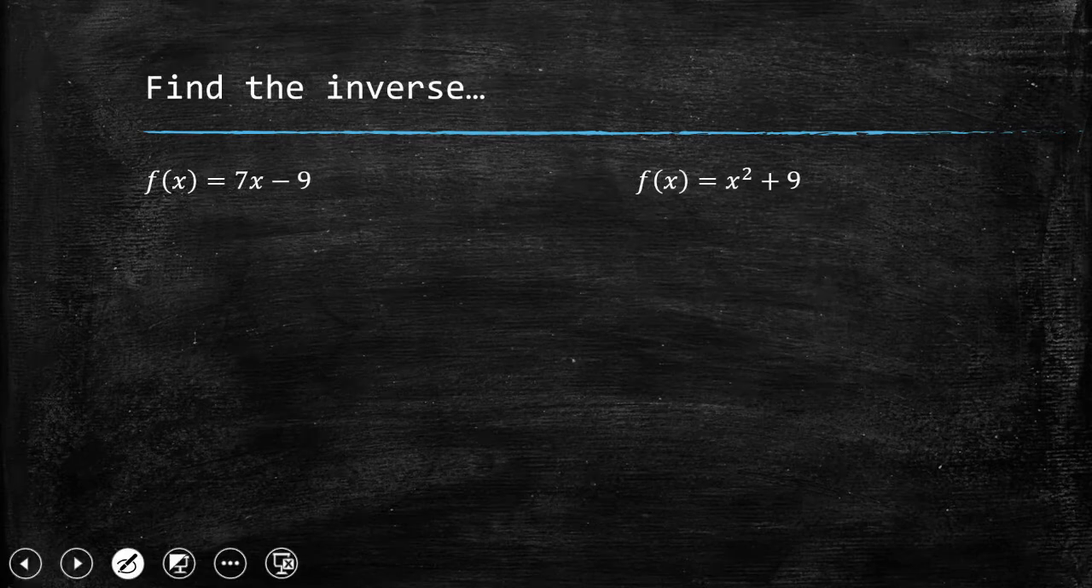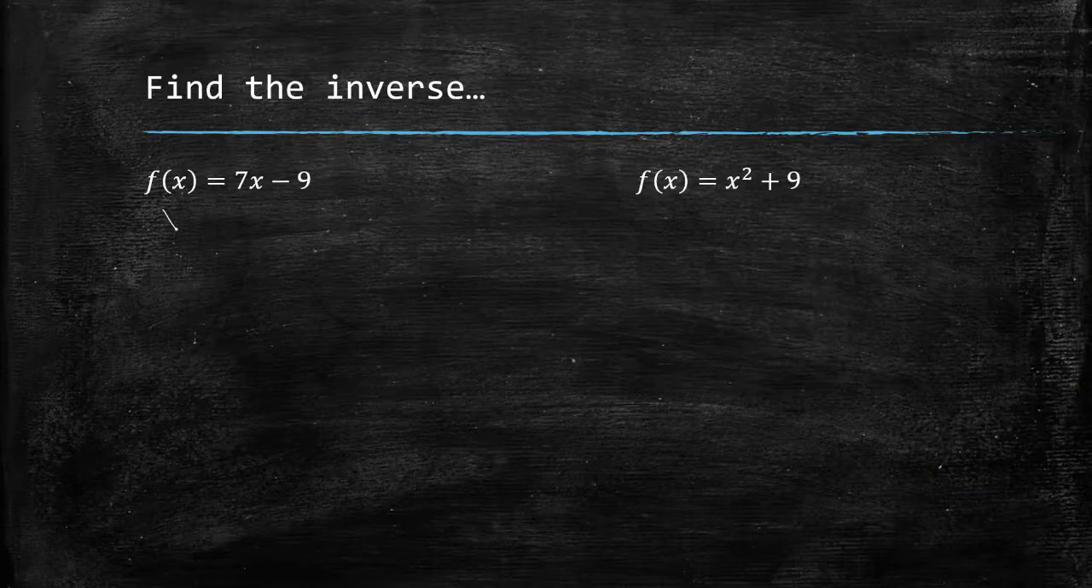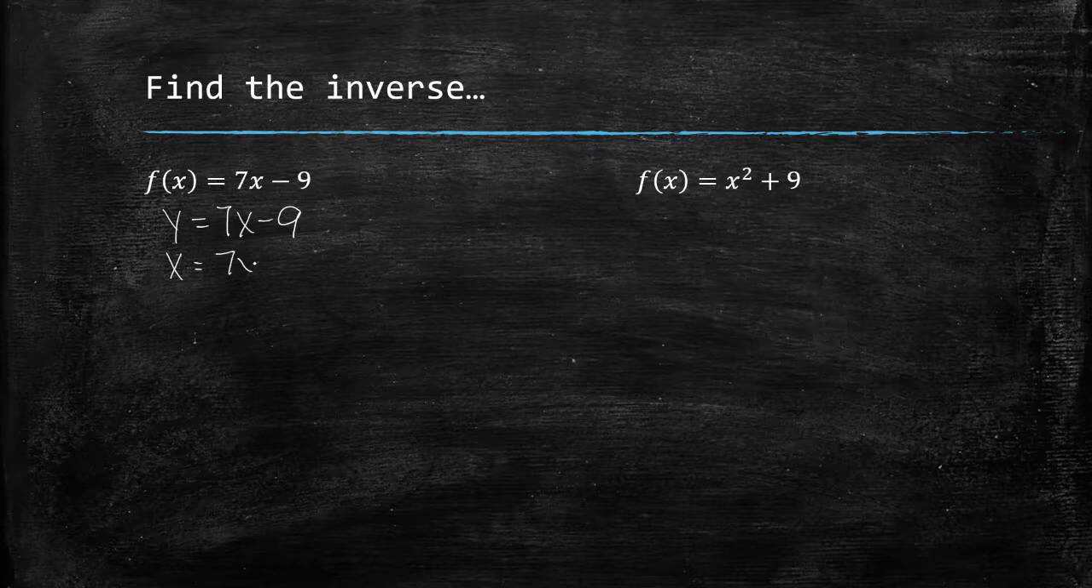Finding the inverse is another thing that we need to be able to do, and that is sort of those different steps that we go through. So first step is always replace the f of x with y, then switch your x and y. Okay, once you've done that, just solve the function to get y by itself.